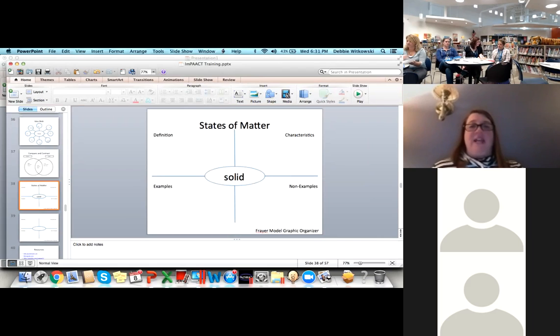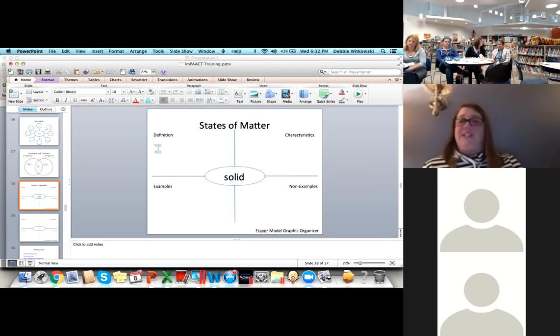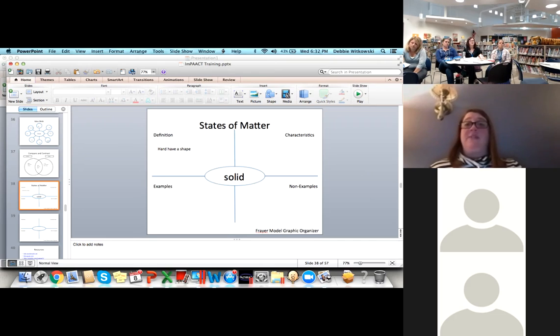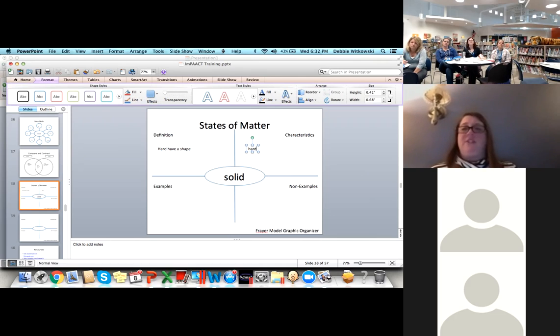How would we define, if we're working on states of matter, how would we define a solid? Yeah. A solid. Hard. Okay. What else? I'll tell you, only because I've been thinking about solids for a couple days and you've been thinking about it for a couple seconds. They have a shape, right? So the definition of a solid is it has a shape. And some of the characteristics of a solid would be A, that it's hard, right? What's another characteristic of a solid?